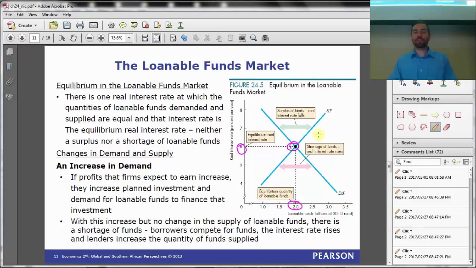When we bring supply and demand together, we're going to have some equilibrium interest rate and some equilibrium quantity of real loanable funds.